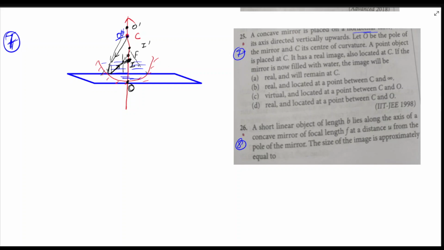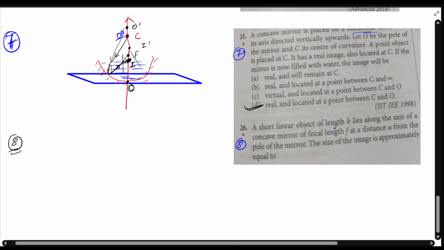And how will the image be? The final rays are actually intersecting. So the image is real and it will be between C and O. So which option is correct? D will be the correct answer. Okay, so this is quite easy, right? Let's move on to our eighth question.